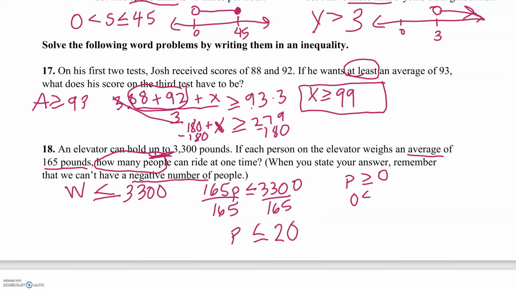So I'm going to reverse that. So 0 is less than or equal to the amount of people, and I'm going to add less than or equal to 20 at the end there. So this shows that the amount of people should be between 0 and 20, and it can be equal to 0 or 20. That's my answer. So on each of these, you want to check, do I need to add something to show that it can't be negative?